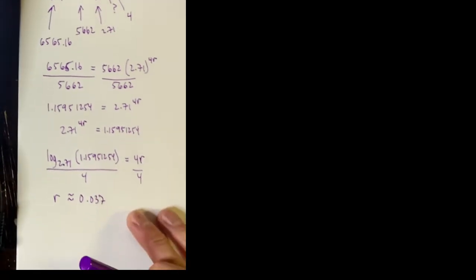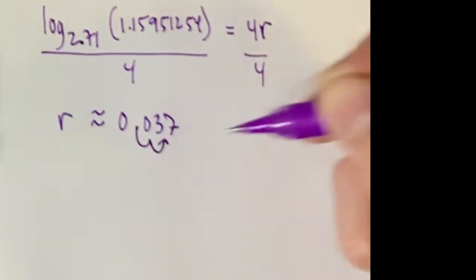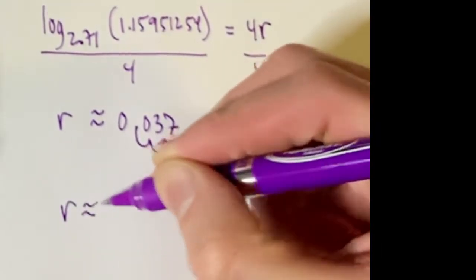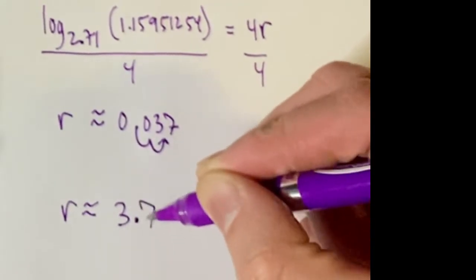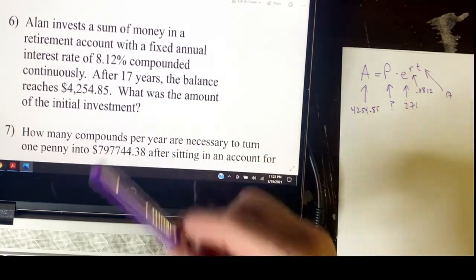But of course, we want to turn this into a percentage. So we move the decimal 2 spaces to the right. So roughly speaking, this is about 3.7%. Anything close to that should be just fine. And then as requested, taking a look at number 6 here.